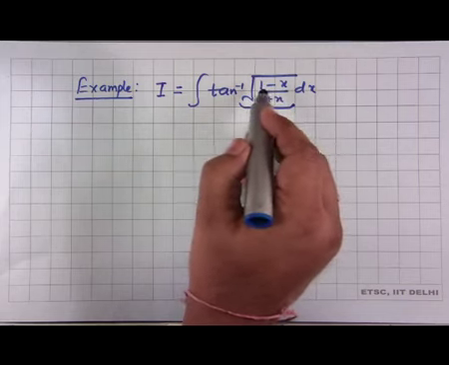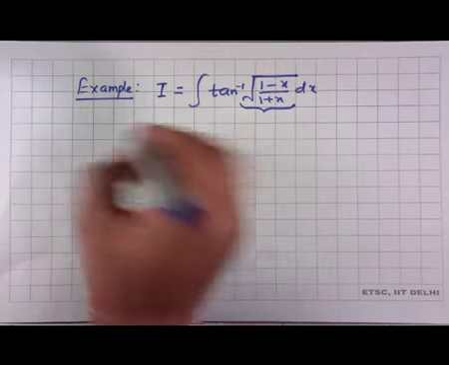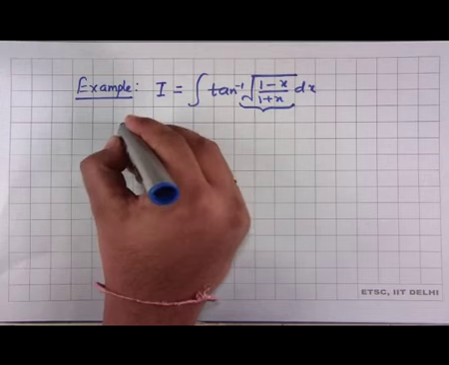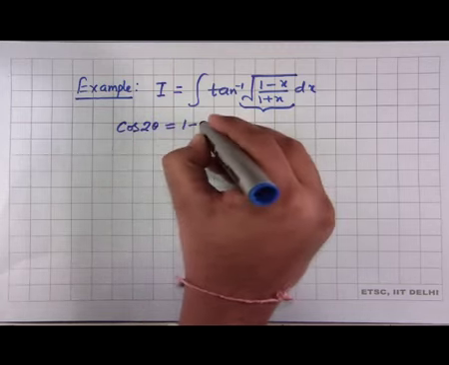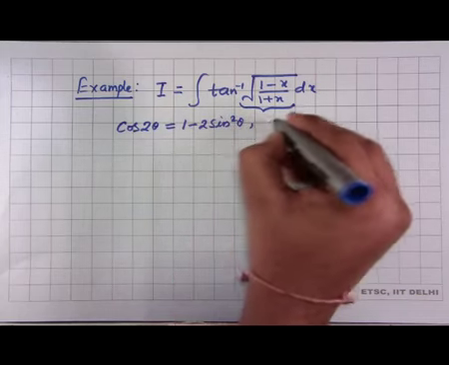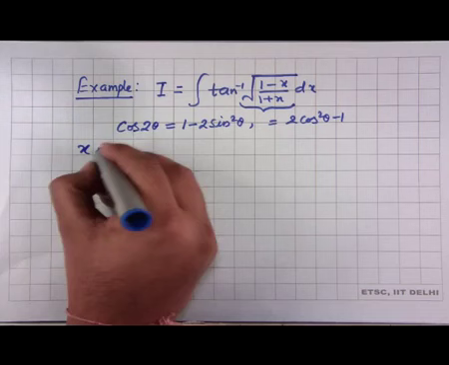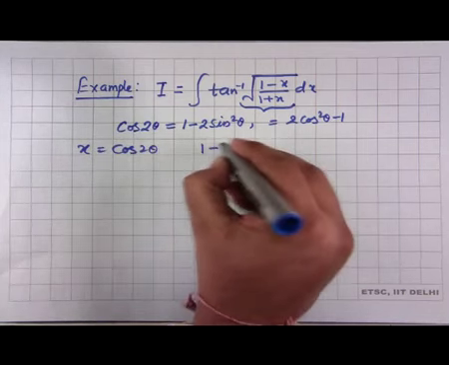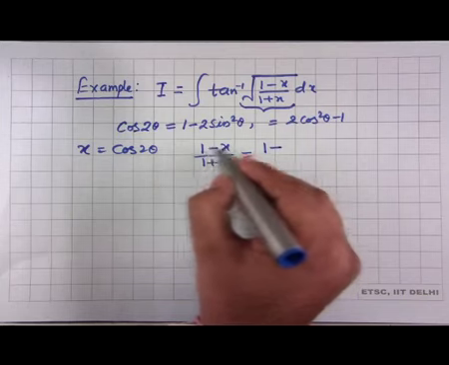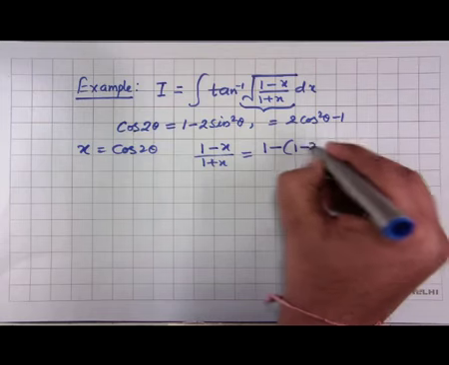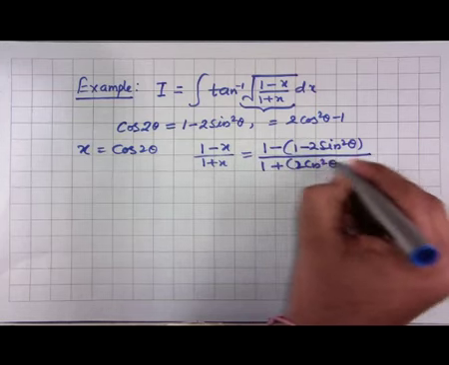Look at this form, 1 minus x over 1 plus x. I should use a formula where these 1s get cancelled. If you check, you have the formula for cos 2 theta in two different forms. You can write it as 1 minus 2 sin square theta, or as 2 cos square theta minus 1. If I make a substitution of x equal to cos 2 theta, I can write 1 minus x over 1 plus x as 1 minus 2 sin square theta over 1 plus 2 cos square theta minus 1, using each formula so the 1s cancel.